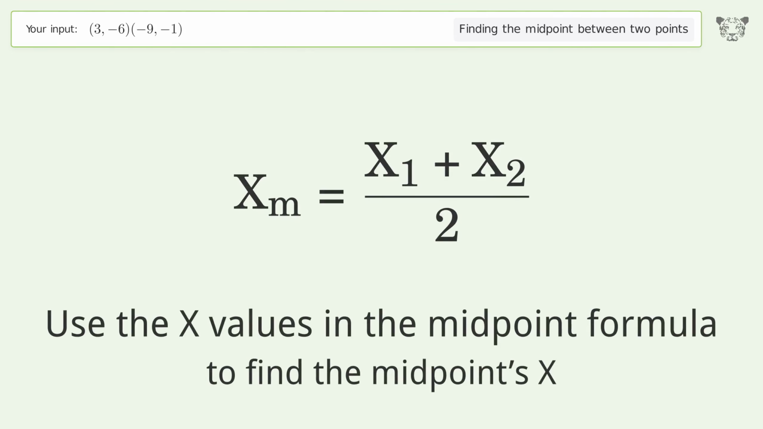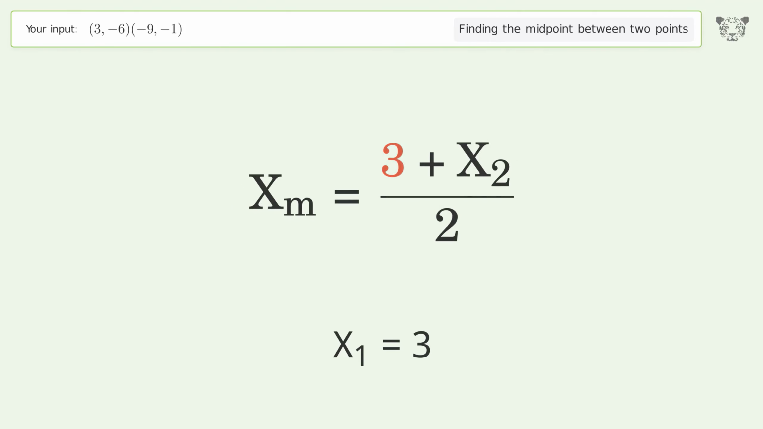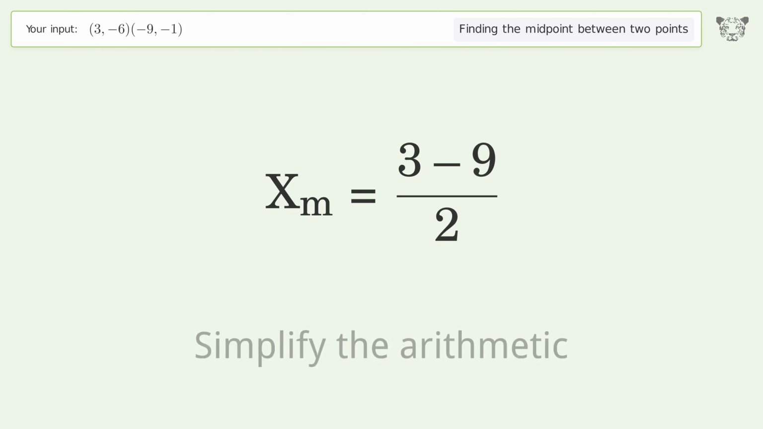Use the x values in the midpoint formula to find the midpoint's x. x1 equals 3. x2 equals -9. Simplify the arithmetic.